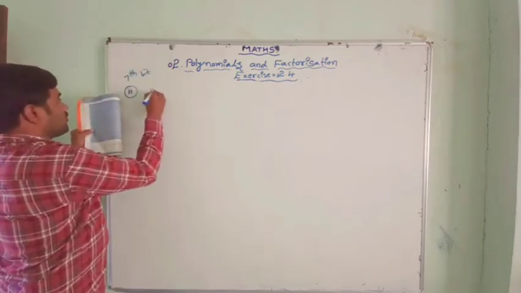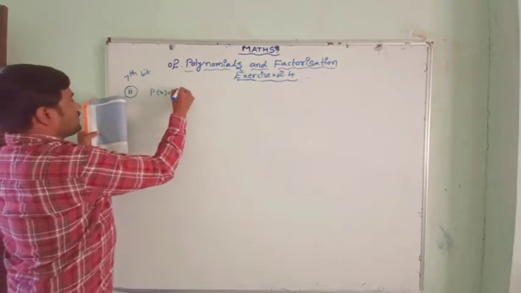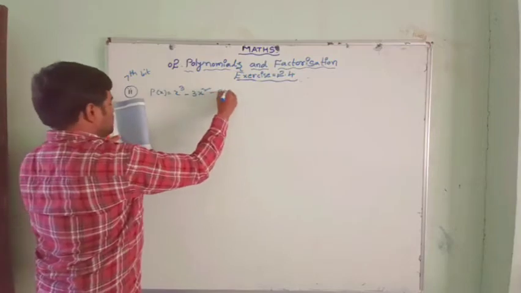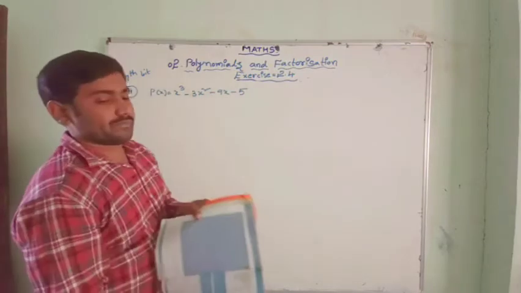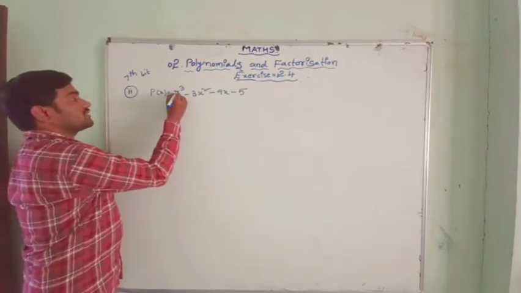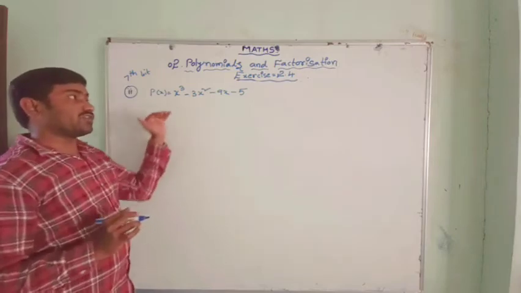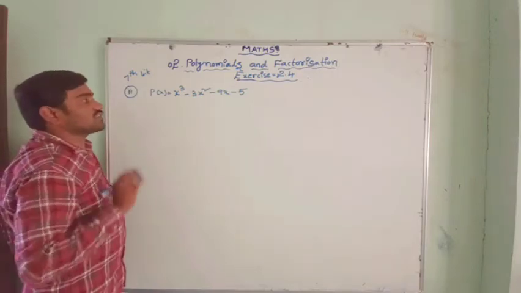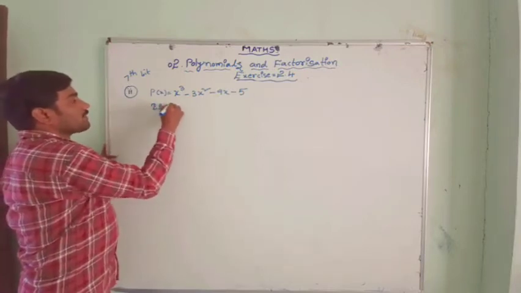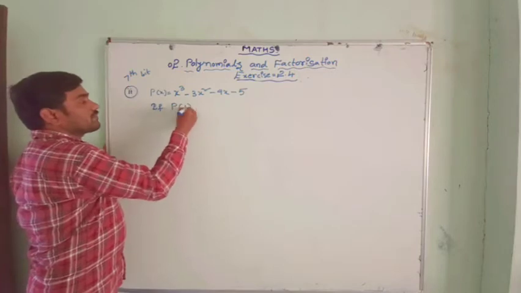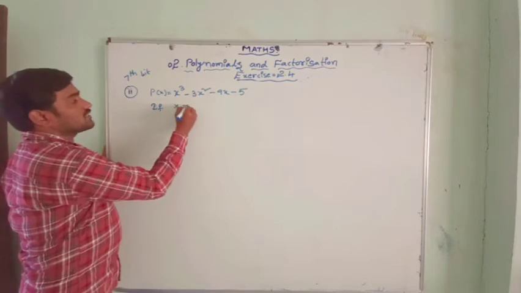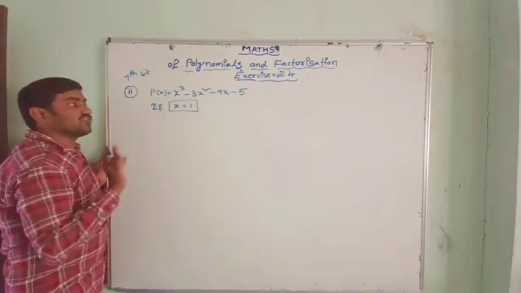Okay, the second one is the polynomial p of x equal to x cube minus 3x square minus 9x minus 5. So let us see. We have to find out the factors. There will be 3 factors for this. What are the 3 factors? By the trial and error method, first of all, let us see p of 1. If x equal to plus 1, what happens?